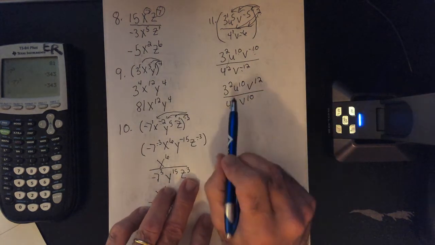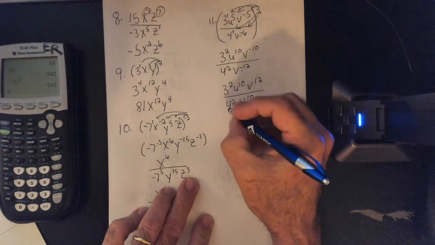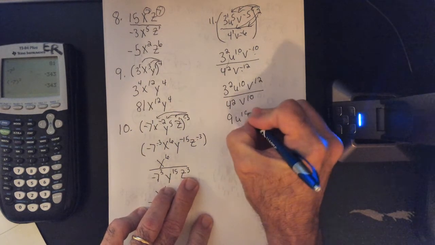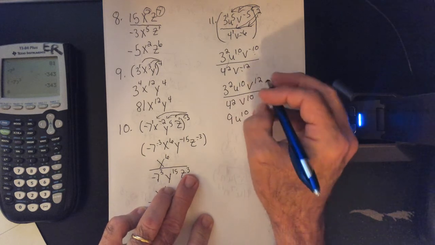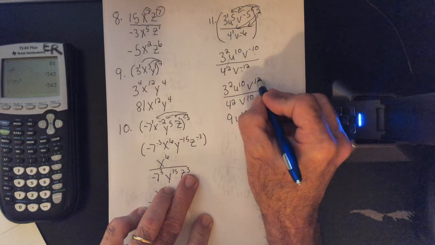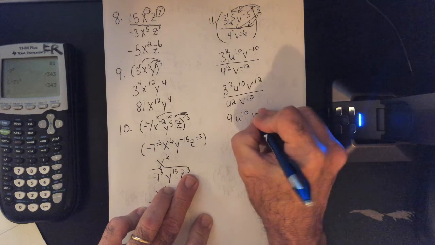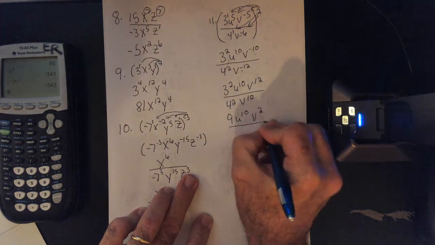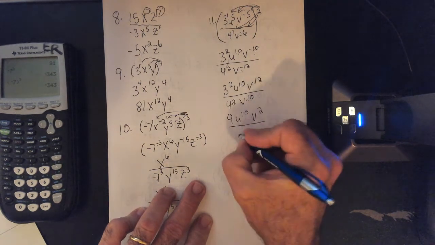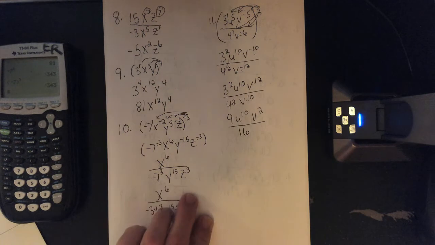All right, so let's see what's going to happen here. 3 squared will give you 9. U to the 10th stays. There's nothing on bottom to cancel with it. Now, the V to the 12th over the V to the 10th, 12 minus 10 will leave you a V squared. And then on the bottom, since we took care of the V to the 10th, all that's left is the 4 squared, which gives me 16.